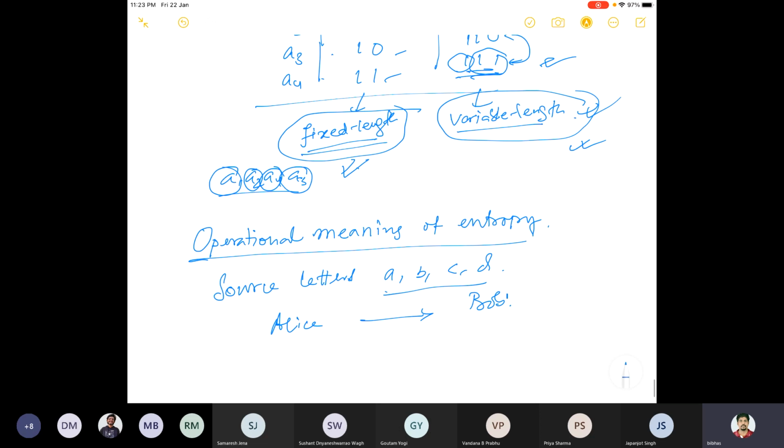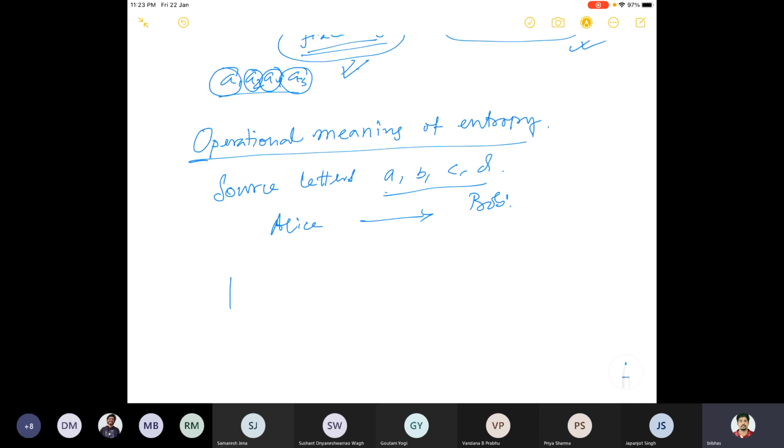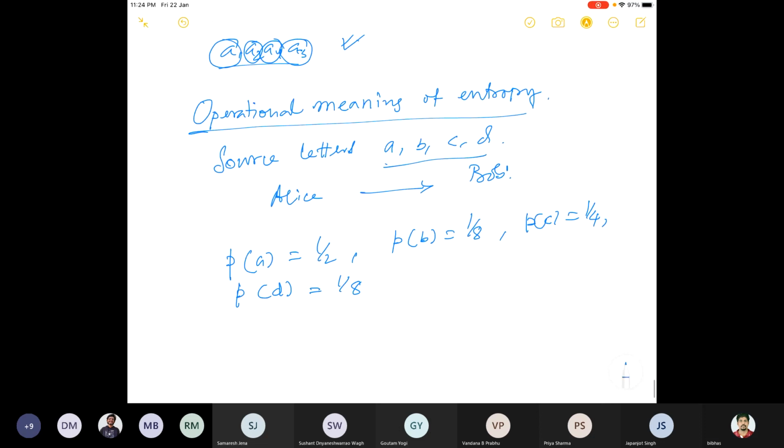So let's say the probabilities are like this: P of A is half, probability of B is 1 by 8, probability of C is 1 by 4, and probability of D is 1 by 8. Suppose we have a channel which does not accept these letters ABCD to be transmitted. So I have to encode it using symbols or bits, let's say here 0, 1.